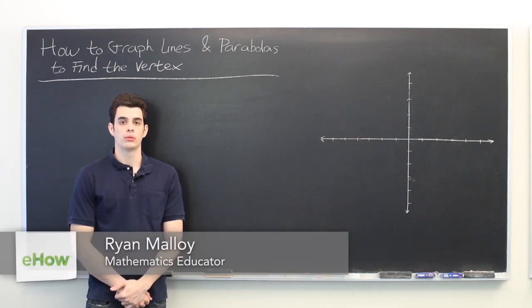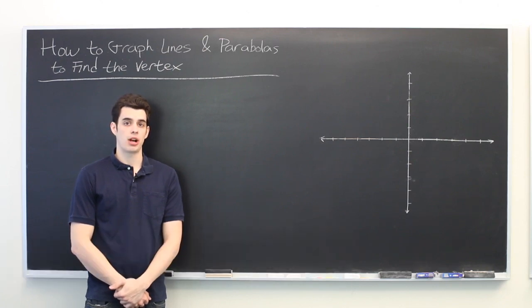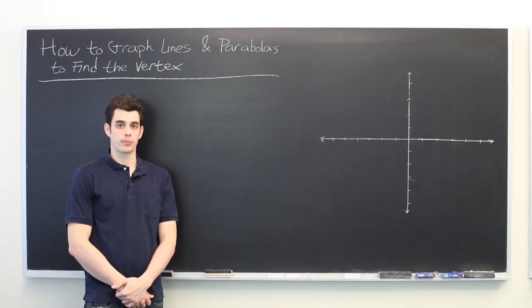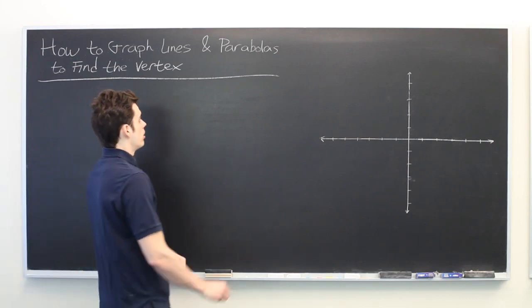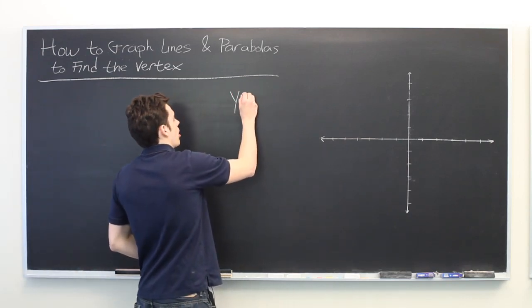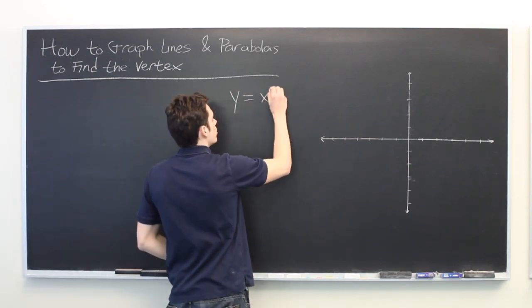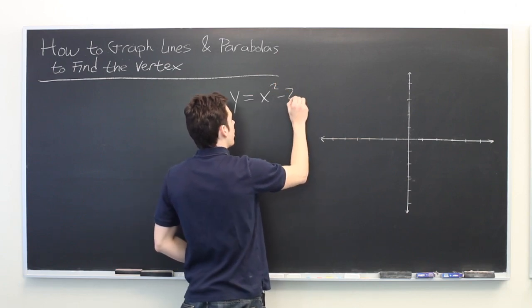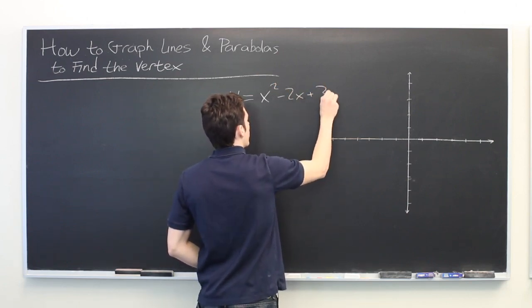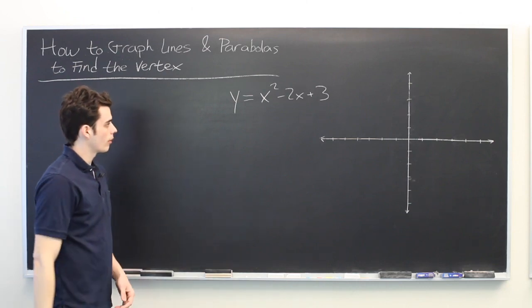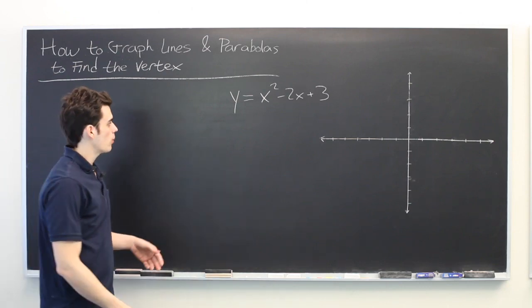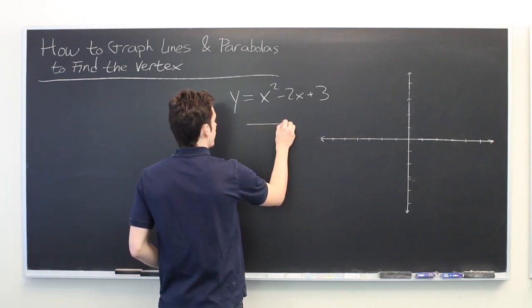In this video, we're going to discuss how to graph lines and parabolas to find the vertex. So let's take a look at the parabola defined by y equals x squared minus 2x plus 3. In order to graph this, why don't we go ahead and make a table of values.